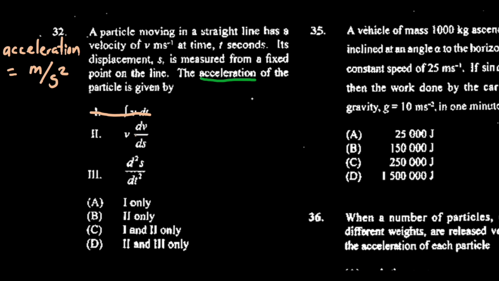So the next one we have here is velocity multiplied by the rate of change of velocity divided by the rate of change in displacement.